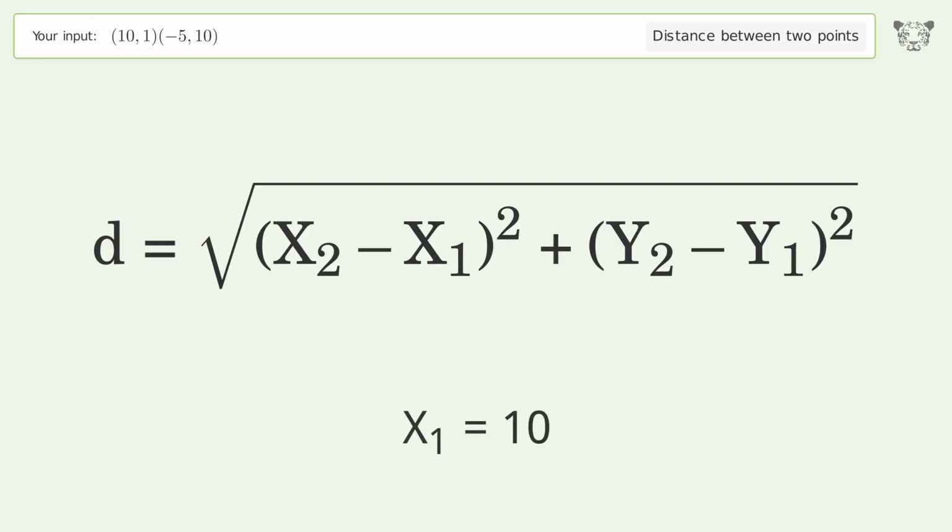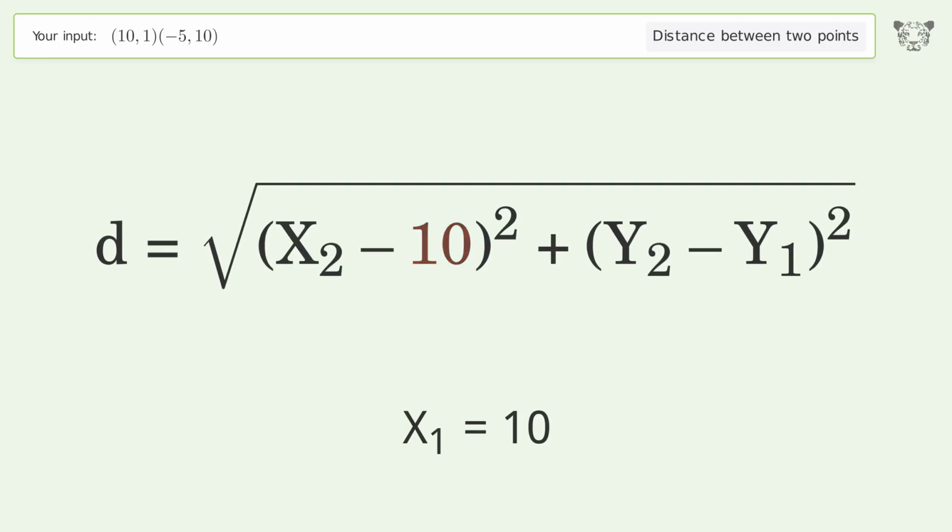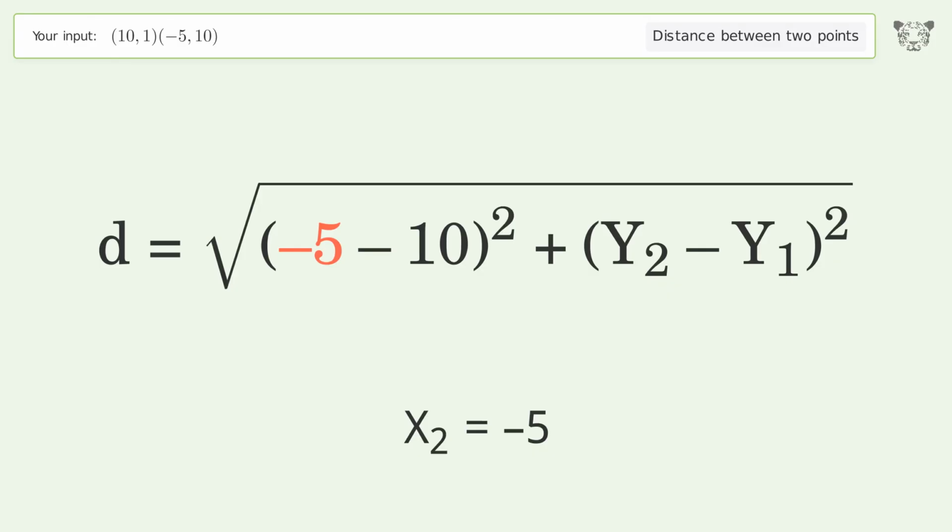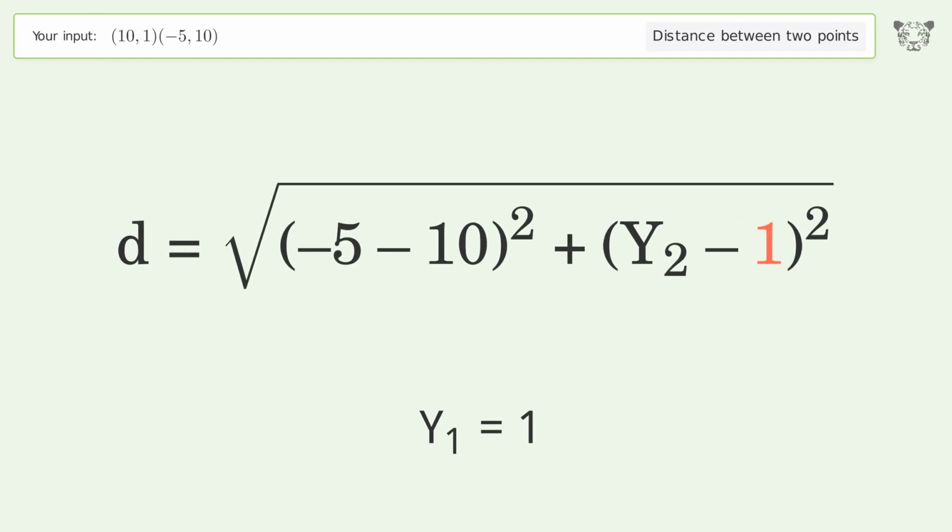x1 equals 10. x2 equals -5. y1 equals 1. y2 equals 10.